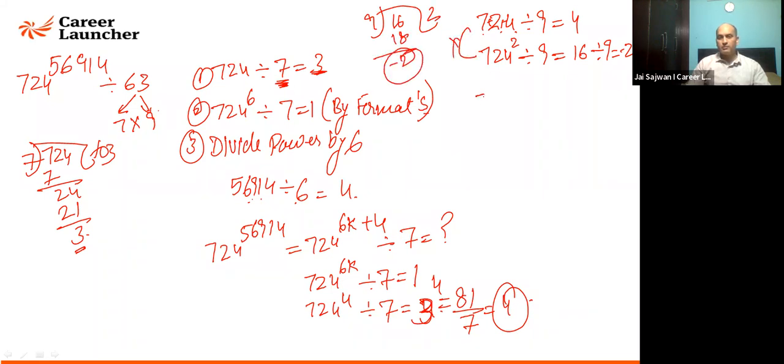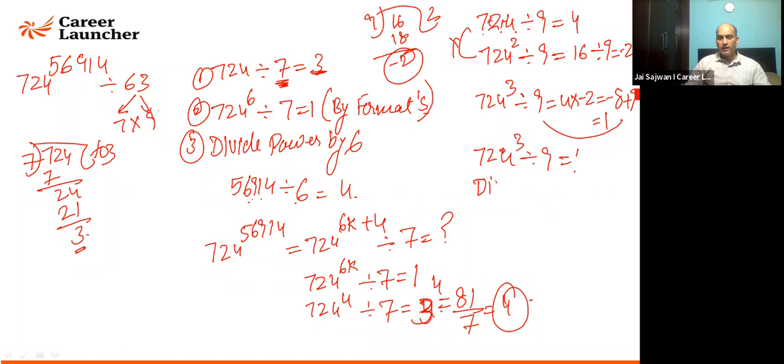I'll multiply them. 724 cube when divided by 9, remainder is 4 into -2, which is -8. Add a 9 to it, remainder comes out to be 1. So I know 724 to the power of 3 when divided by 9, remainder is 1.